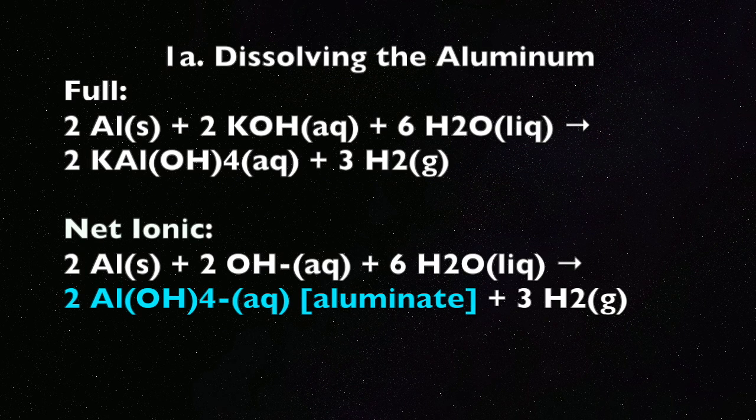In the first step of alum synthesis, approximately 1 gram of aluminum foil was dissolved in 50 milliliters of potassium hydroxide, producing aluminate ions and hydrogen gas. This solution was vacuum filtrated, leaving behind a clear, colorless solution of potassium and aluminate ions, as well as any unreacted potassium hydroxide. Both the full and net ionic equations are shown.